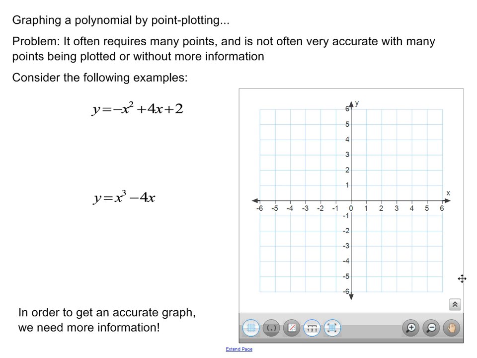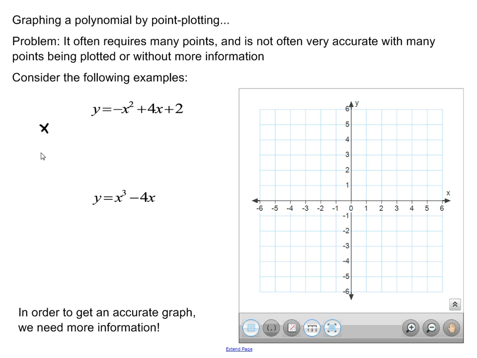First of all, it might require a lot of points, and without more information, we might not know everything that we need to know in order to get a picture of that graph. For example, let's just consider y equals negative x squared plus 4x minus 2. Where do we start? Well, usually a good plan might be to start with x equals 0 and make up a table. So let's make up a little table right here.